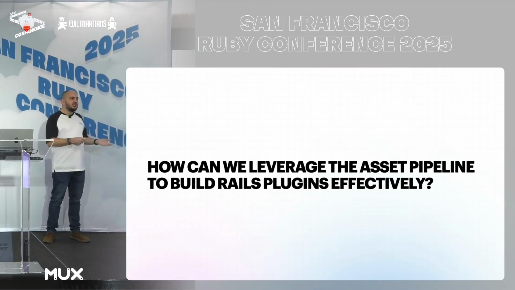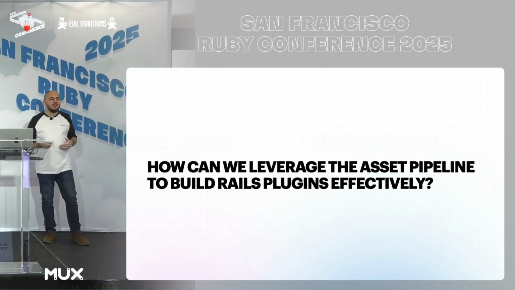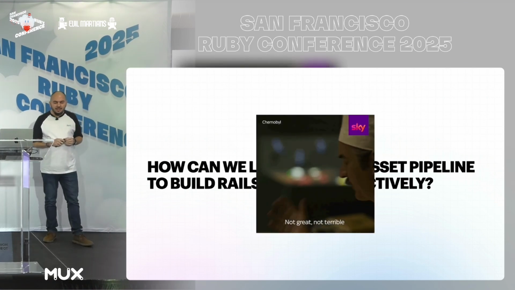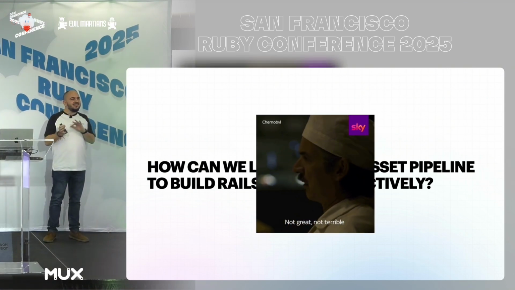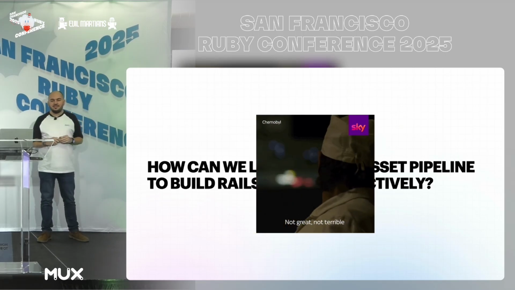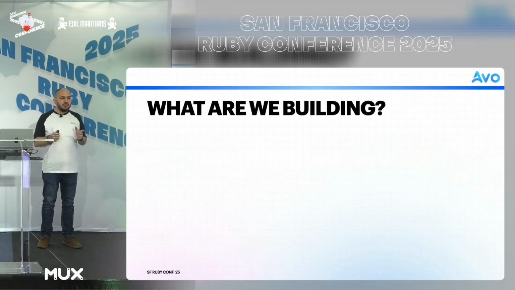So let's get to the real talk to see how we can leverage the asset pipeline to build Rails plugins effectively. And more importantly, is it easy? Is it not easy? Do we have one way of doing it? Do we have more ways? So what are we building?